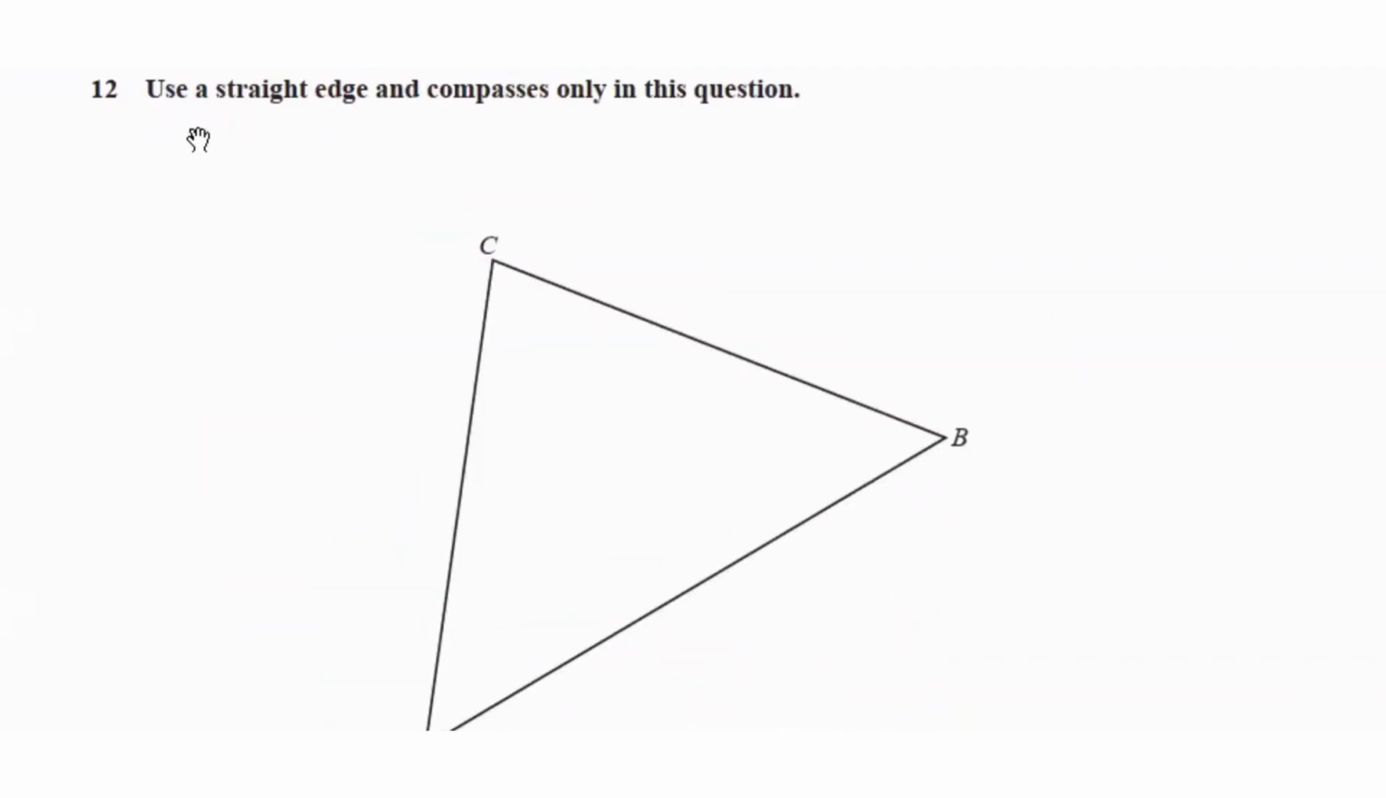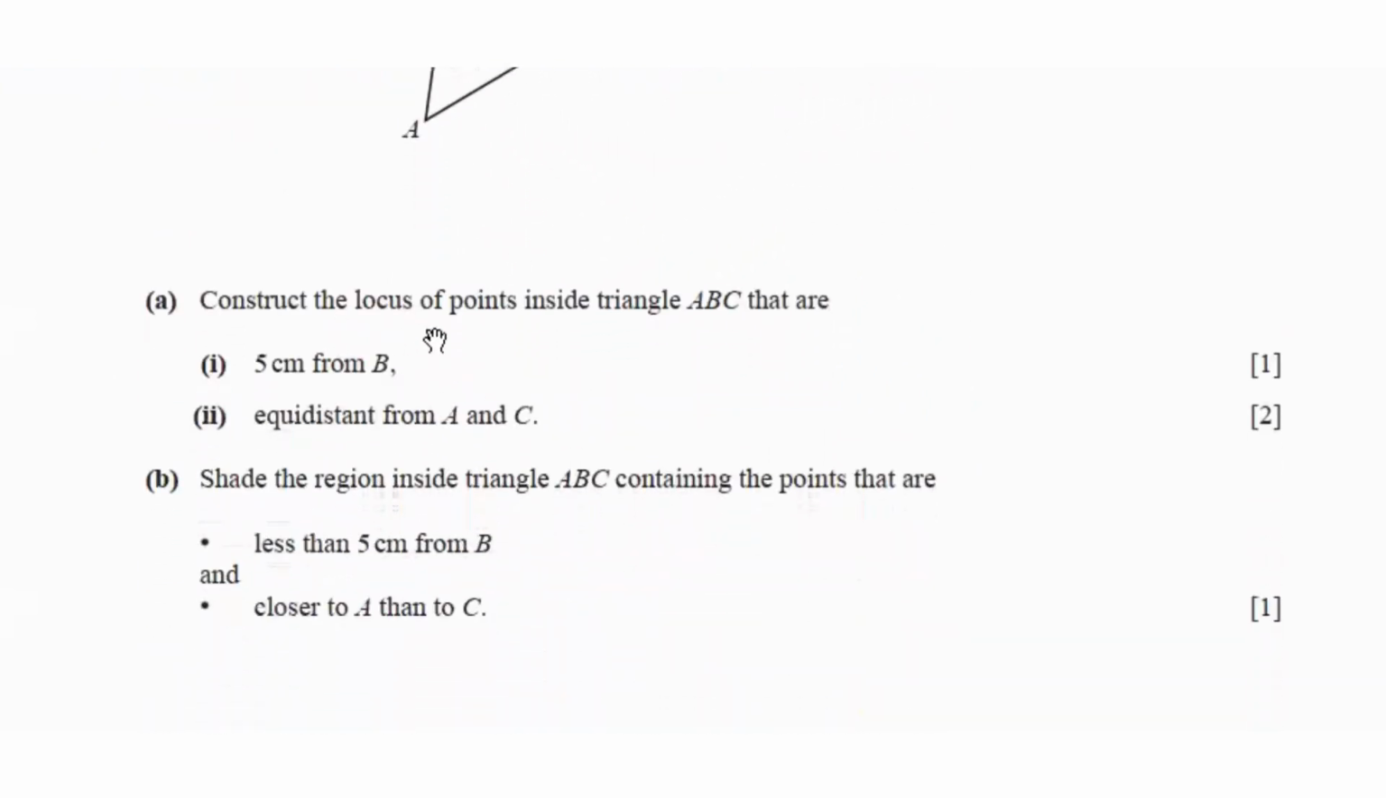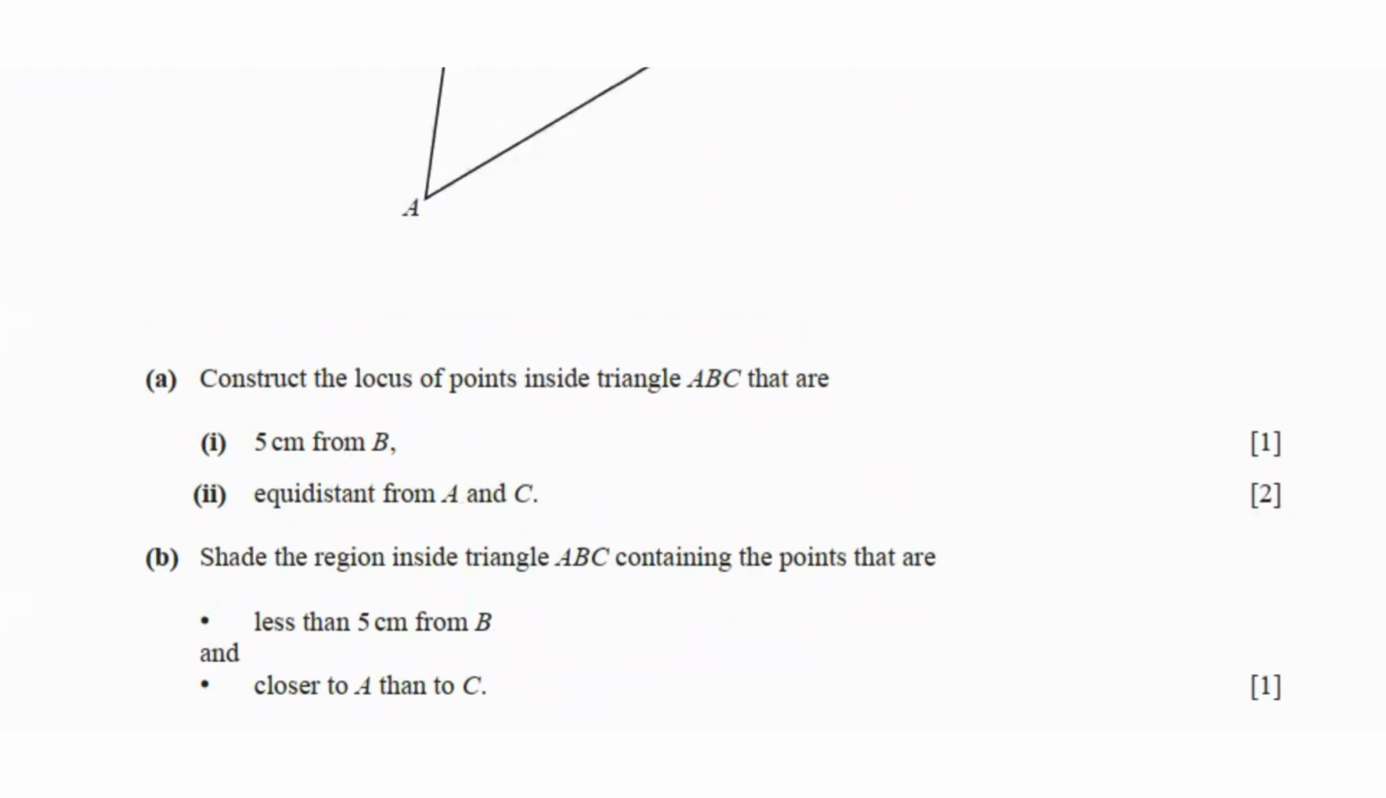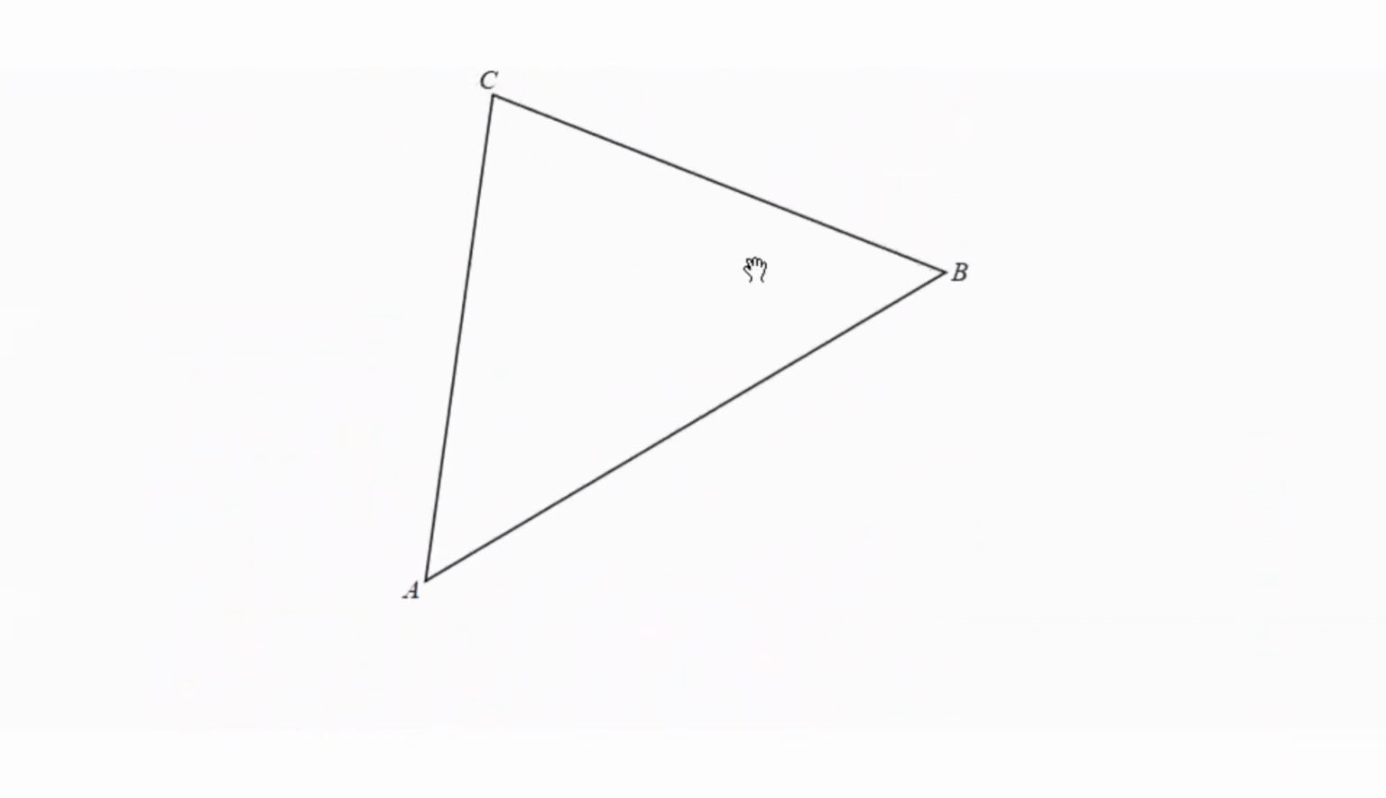In question 12, it says using a straight edge and compass only in this question, construct the locus of points inside triangle ABC that are 5 centimeters from B and equidistant from A and C. So what you will do is take your compass and open it to 5 centimeters. Once you've done that, you will put it at B, and then draw an arc of that 5 centimeters inside the triangle. So this distance is going to be 5 centimeters. And you can even check that by measuring the distance between the arc and the point B using a ruler.